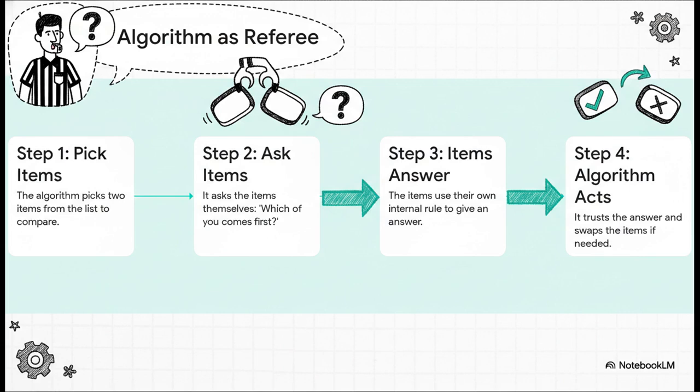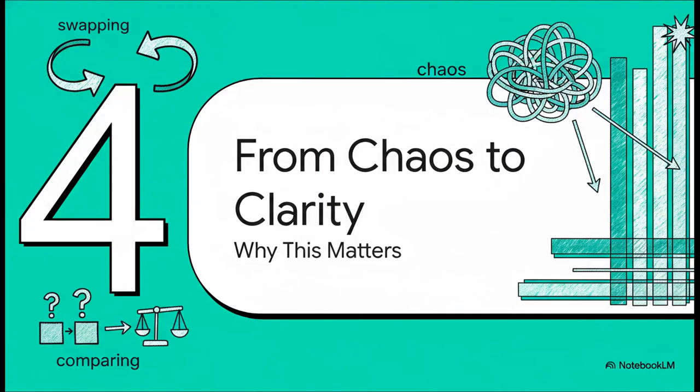Think of the algorithm like a referee in a game. It just grabs 2 items from the list, let's say 2 names from your contacts. Now, it doesn't try to compare them itself. No way. Instead, it holds them up and basically asks them, hey, you two, which one of you is supposed to come first? And the items themselves, the names, the numbers, the files, they have their own built-in rule. They know how to compare themselves. They just give the referee a simple answer, and the algorithm just trusts that answer and swaps them if it has to. That's it.